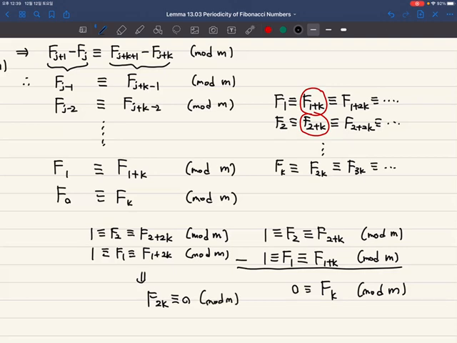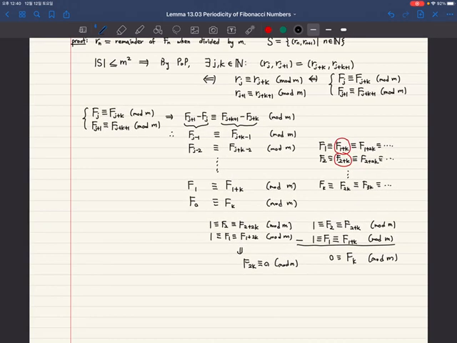So basically we can say that f of tk will equal 0 modulo m, where t is some positive integer. Hence there exist infinitely many positive integers n such that m divides f of n.